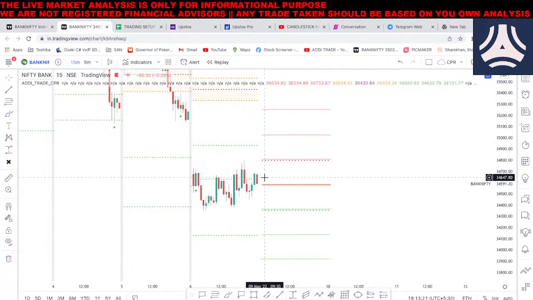That is one good way of using it. Now at R1, for tomorrow's CPR, we have R1, S1. So for tomorrow's CPR, if we are going to short here, always choose one level above.